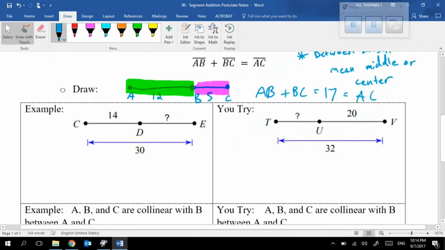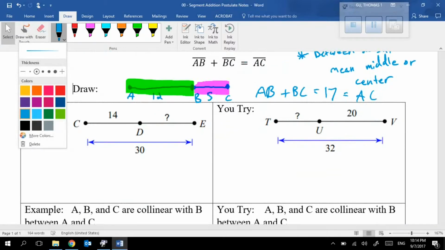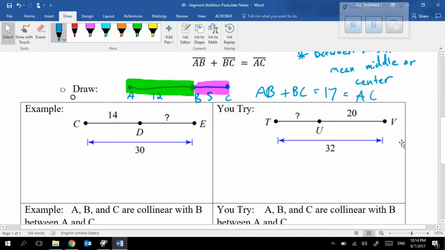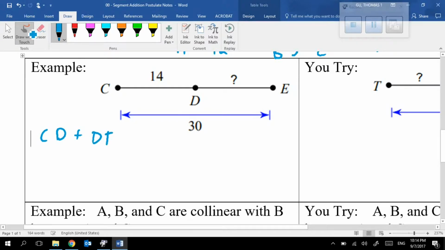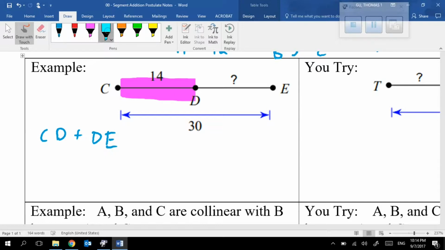Okay, so now let's do some examples. All right, here we go. Number 1. Example. We're trying to find out what this question mark value is. Let's just zoom it in even more. So let's do a quick little writing. We got CD plus DE, all right? Because look, CD is right here, plus DE right here, equals, what's the total?